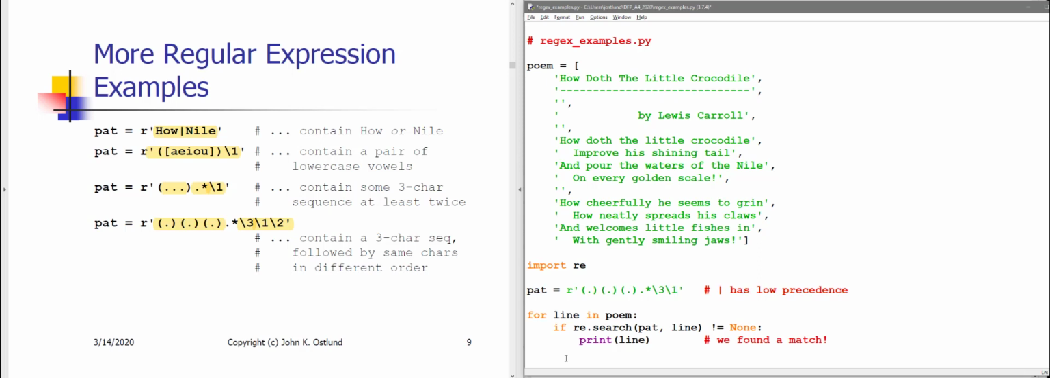Oh, I guess this comment doesn't have anything to do with anything anymore. Let me get rid of that. All right, so I'm looking for 1, 2, 3 characters, followed by anything, followed by those same 3 characters, but in order 3rd, 1st, 2nd.